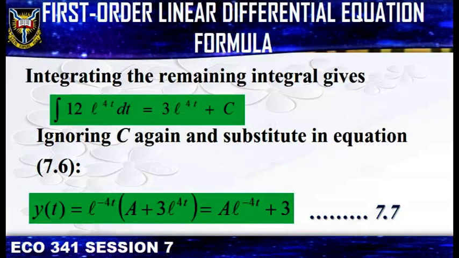Integrating the remaining integral gives integral 12 e raised to power 4t dt is equal to 3e raised to power 4t plus c. Ignoring c again and substituting in equation 7.6, y of t is equal to e raised to power minus 4t, bracket open, a plus 3e raised to power 4t, bracket closed, is equal to Ae raised to power minus 4t plus 3, equation 7.7.